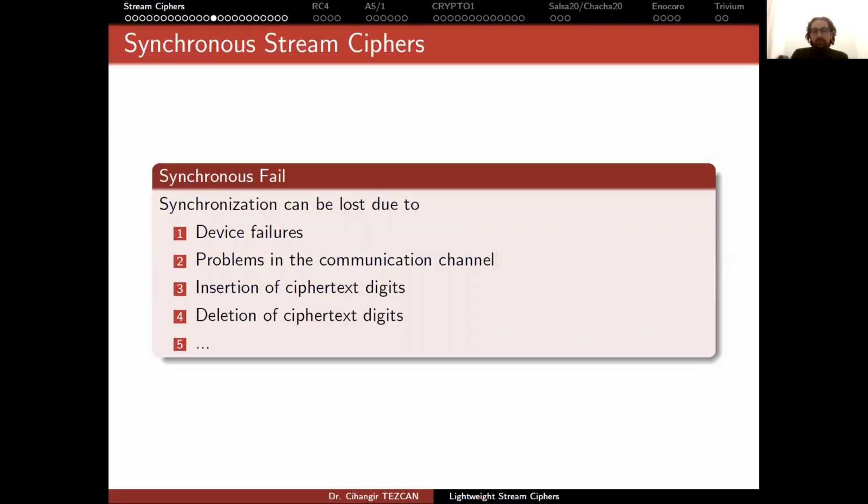And the synchronization can be lost due to many factors like device failures, problems in the communication channel. This can be caused by environmental reasons. For instance, if you're using GSM communication, if you go to the other side of a hill, then you might not get the reception. For this reason, the synchronization might be lost. Or maybe in your building, too much metal is used and Wi-Fi or GSM communication might fail. Also, there might be active adversaries who insert ciphertext digits or delete your ciphertext digits, so they intentionally might break your communication. Actually, this is how jammers work.